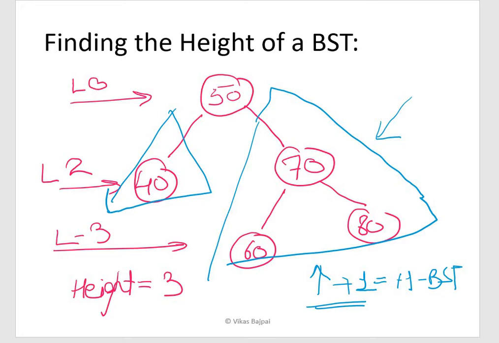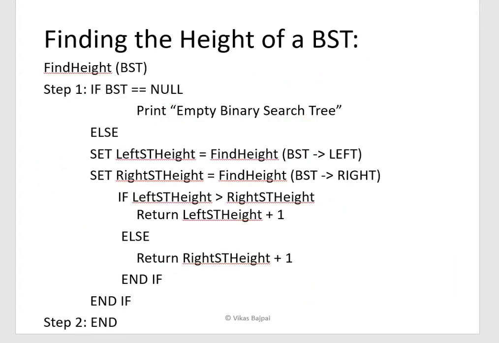So once again I'm trying to explain you this particular concept. Find the height of left subtree and the right subtree, whichever is greater, observe that and add 1 to that particular value. That would return you the height of a binary search tree, and that's how this particular algorithm works.